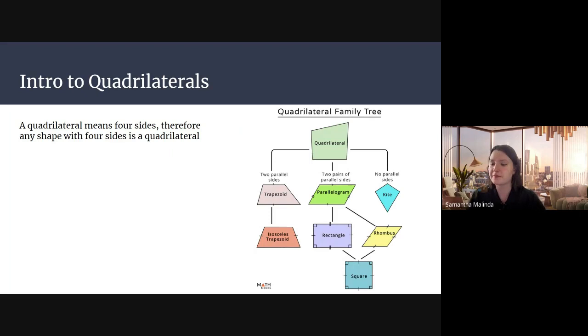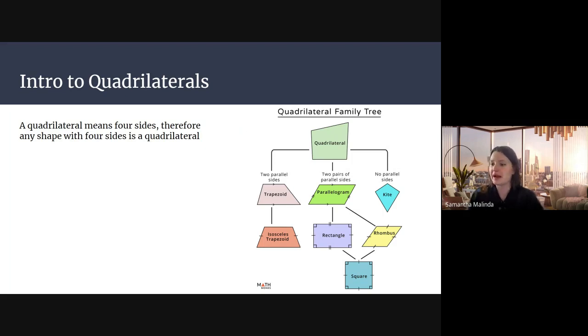So here's the family tree a lot of people know and see. As you see, the quadrilateral is the primary qualification for these shapes. Therefore, they all have 4 sides. We know that's a quadrilateral. And the ones that branch off of this family tree are more specific. You have the first one, which is 2 parallel sides. This incorporates a trapezoid and an even more specific trapezoid, which is an isosceles trapezoid.